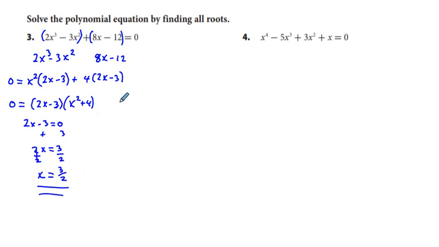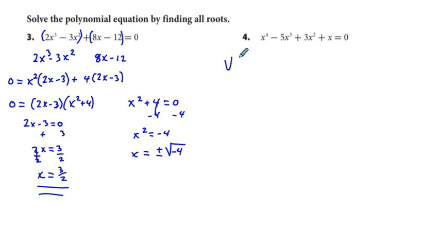And next, we can take this x squared plus 4. Now, x squared plus 4 is not factorable. When you have x squared plus something, that's not factorable. But if we set this equal to 0 and subtract 4, we have x squared equals negative 4. And if we take the square root of both sides, we have x equals plus or minus the square root of negative 4.